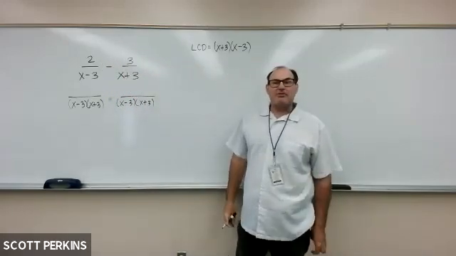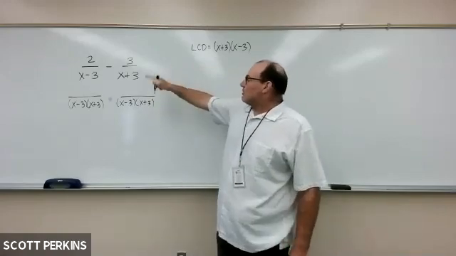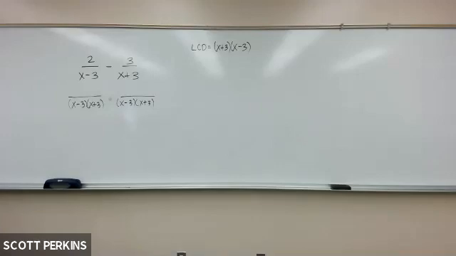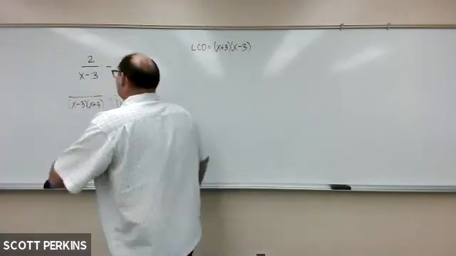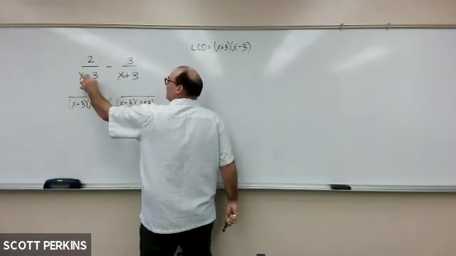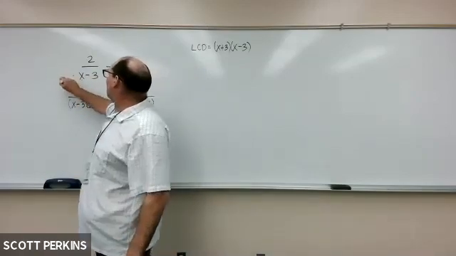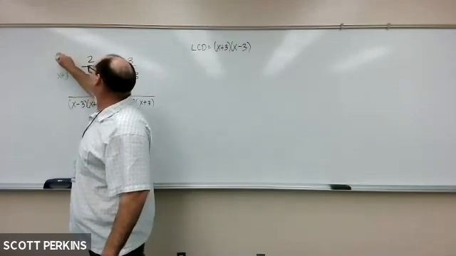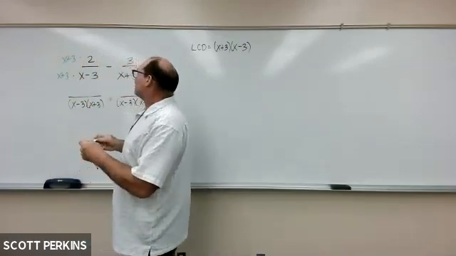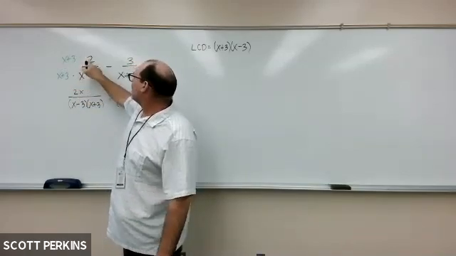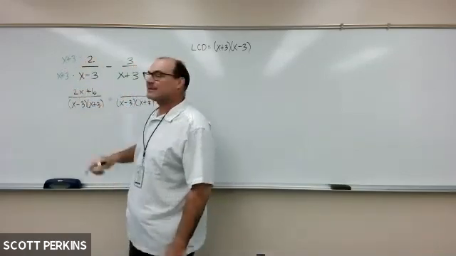Okay, so I'm going to change both fractions into fractions with that denominator. And so the question we then asked over and over is, what do I do to this denominator to make it look like this? And the answer is multiply by x plus 3. And so what I have now is 2 times x or 2x, 2 times 3 or plus 6.